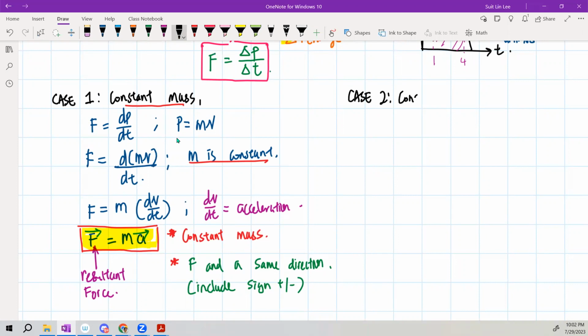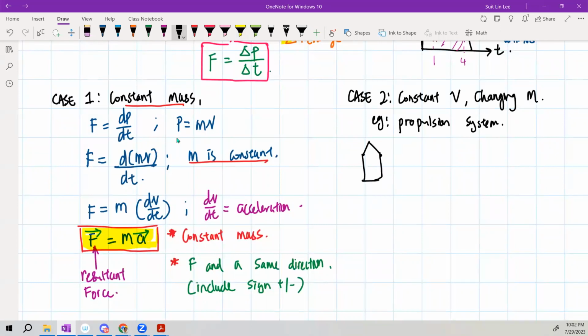Constant velocity. Changing mass. So the normal examples that you will see is anything using a propulsion system. Let's say you have a rocket, and then your rocket will push the exhaust fumes down. So the air will come out, and the rocket will lose mass, right? As the rocket goes up, it will become less and less mass. So we expect there's this air coming out, so propulsion system.